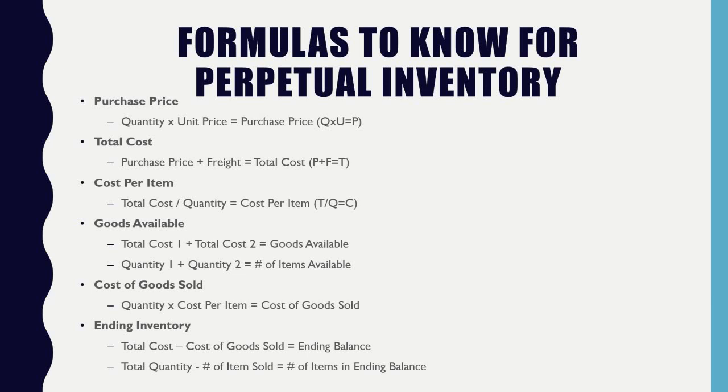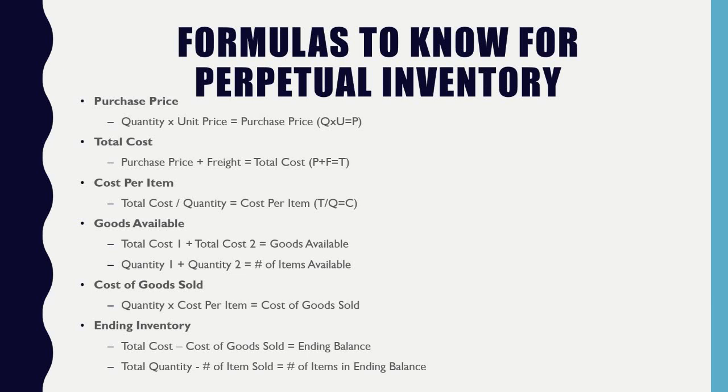We are also going to be introducing a few other formulas here. Your goods available is no longer going to be your beginning plus your net purchases. In this case, it's going to be your total cost of 1 plus your total cost of 2 to get your total goods available, and your quantity of 1 plus quantity of 2. Now, what does that mean? Well, we're going to have a separate column for all the items of inventory that you have on hand. So you're going to add up all your quantities, you're going to add up all your total costs, and that's going to be your goods available. I'll show you what that is in a few minutes when we actually dive into the exercise.